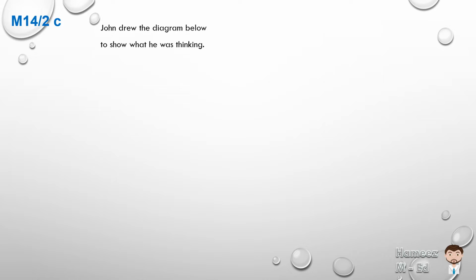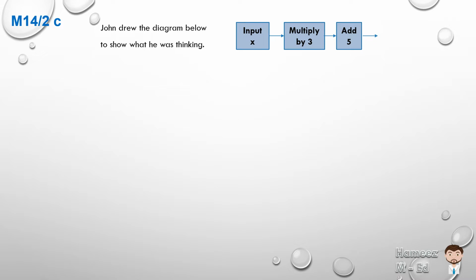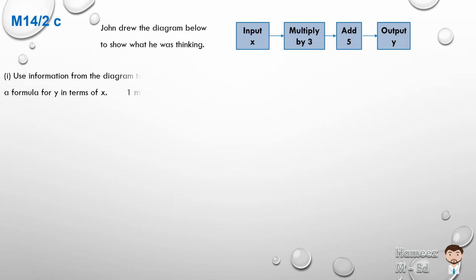May 2014, number 2C. John drew the diagram to show what he was thinking. So let's look at the flow diagram that he drew. He had the input, he called it x. Then he multiplied that by 3. And when he got this result, he added 5 to it. And that was his output, which he called y. So part 1, use the information from the diagram to write a formula for y in terms of x.